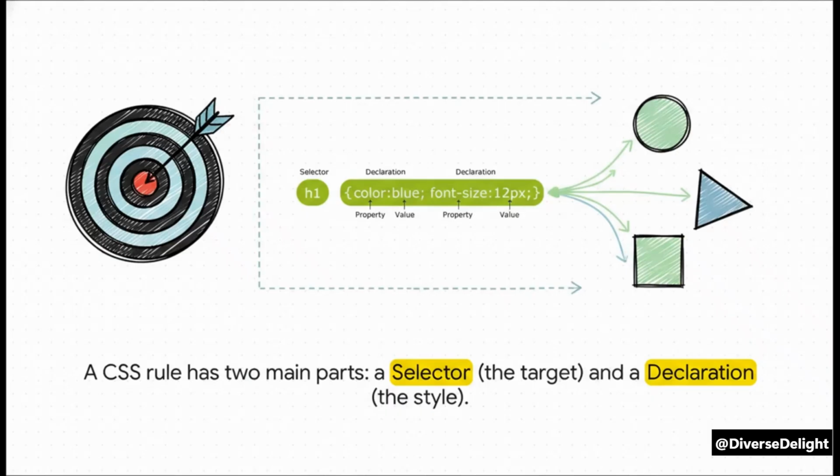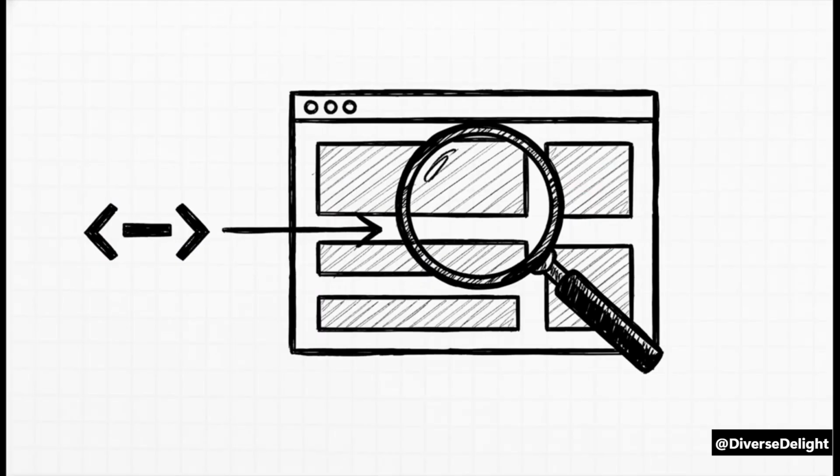Pretty much every single instruction you can write in CSS follows this exact same structure. There are just two parts, a selector, which is your target, and a declaration, which is the command. The selector is just what? What do you want to change?